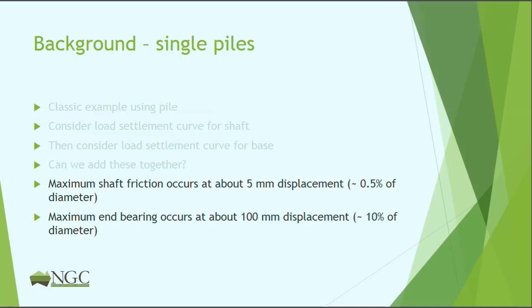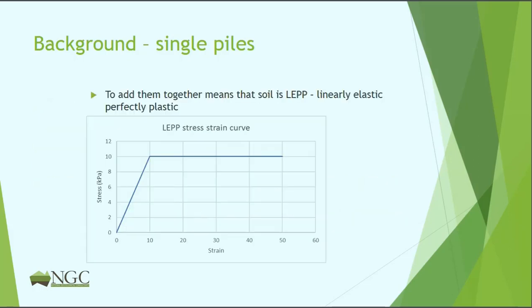The maximum end bearing probably doesn't occur at all. There's actually no evidence that the end bearing load will reach a limiting value. It'll go on increasing slowly the further you push the pile down into the ground. But let's say we're going to stop at 10% of the pile diameter, or about 100 mil. So we've got a maximum shaft friction at 5 mil, we've got a maximum end bearing at 100 mil, and we're adding them together. Can we add them together?